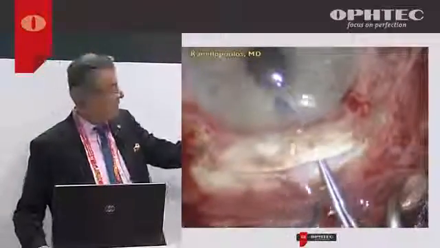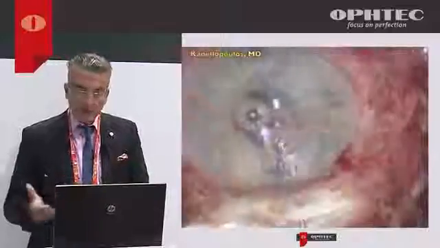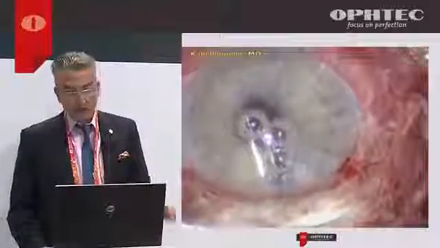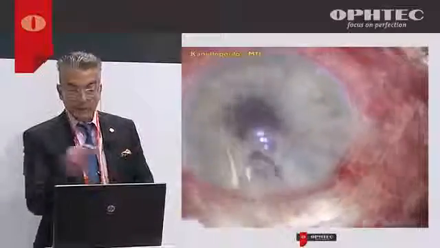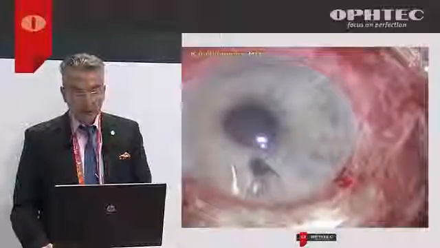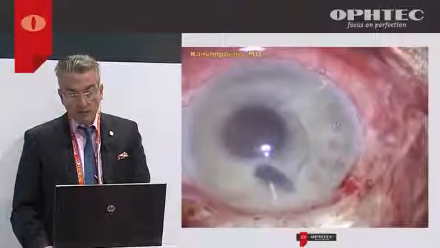Sometimes the haptics are engulfed and scarred in the angle with synechiae, so then it takes a little bit more work, perhaps a gonioscopy attempt to cut the haptics and then pull them from the other side. Here, as you can see, there's no vitreous present in the anterior chamber.